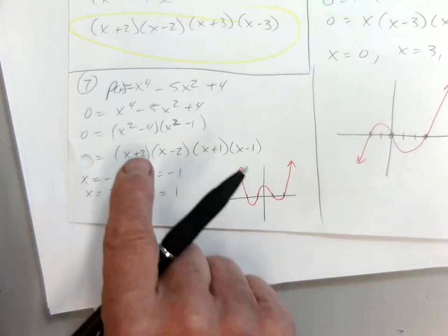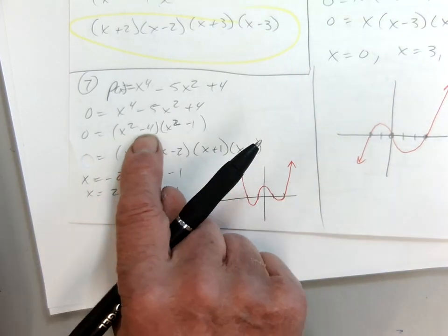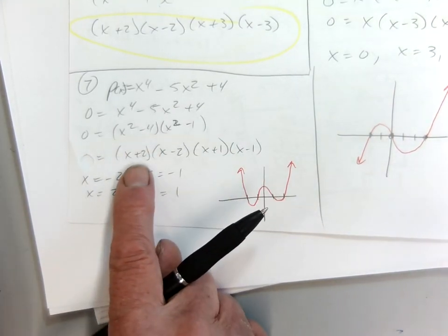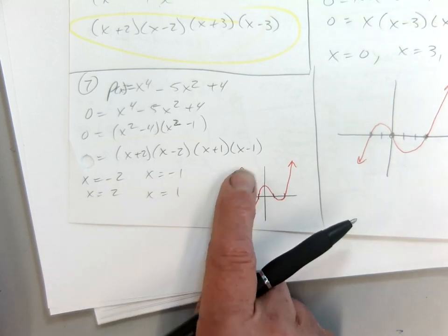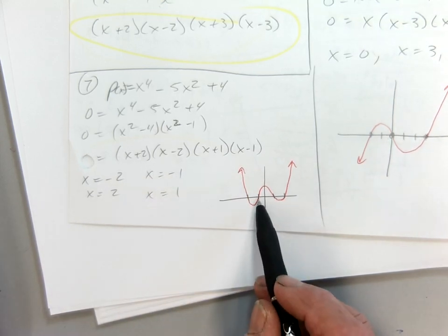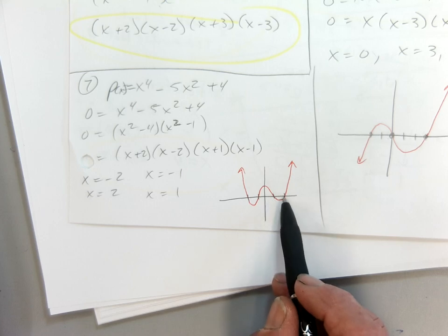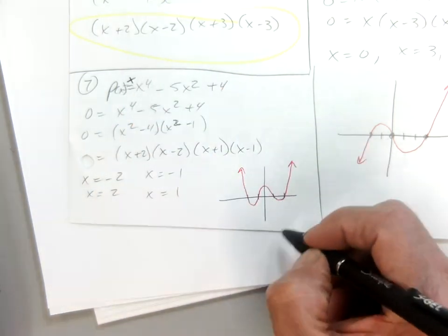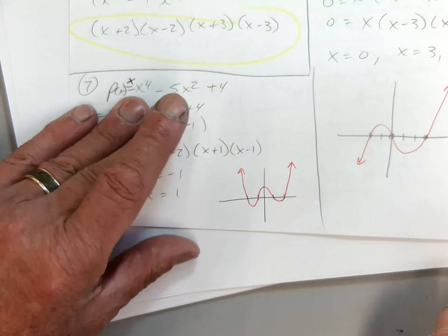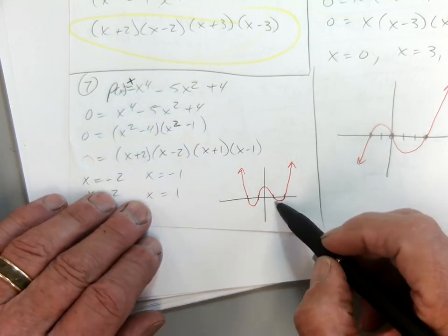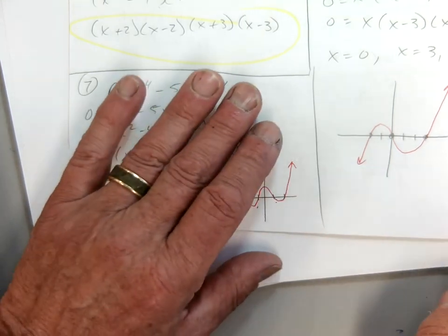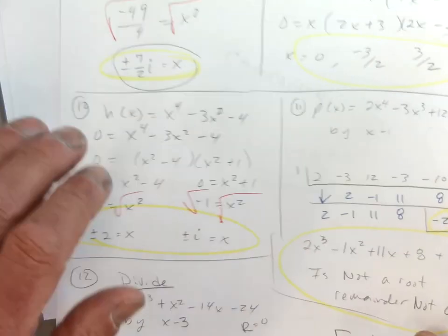Number 7, I factored into x squared minus 4 times x squared minus 1, x plus 2, x minus 2, x plus 1, x minus 1. So my roots are at negative 1, negative 2, positive 1, positive 2. And behavior is positive, so I go off to positive infinity. Okay, and then I just go through my root, through my root, through my root, through my root. Okay. On the other page, and again, you can pause this anytime it seems like it's going too fast for you.